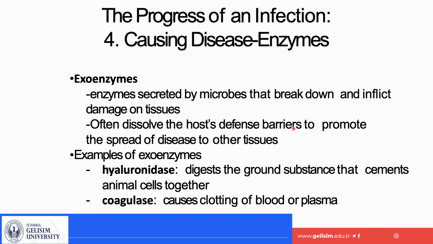So these enzymes will often dissolve the host defense barriers, making it easier for the pathogen to spread and cause disease. An example of an exoenzyme is hyaluronidase, as mentioned in the previous slide. Hyaluronidase will digest the ground substance that cements animal cells together. Another example is coagulase, which causes the clotting of blood or plasma.